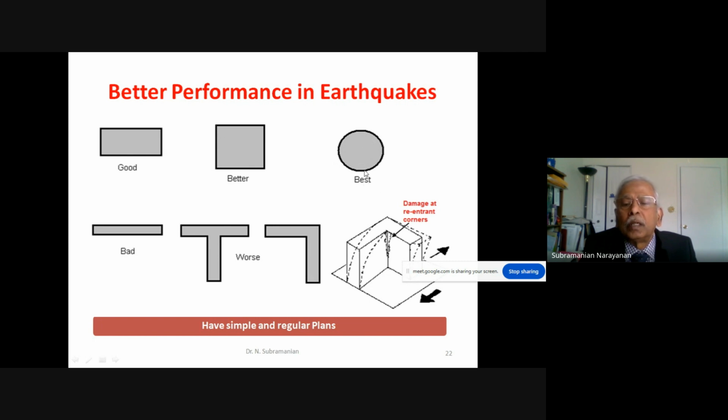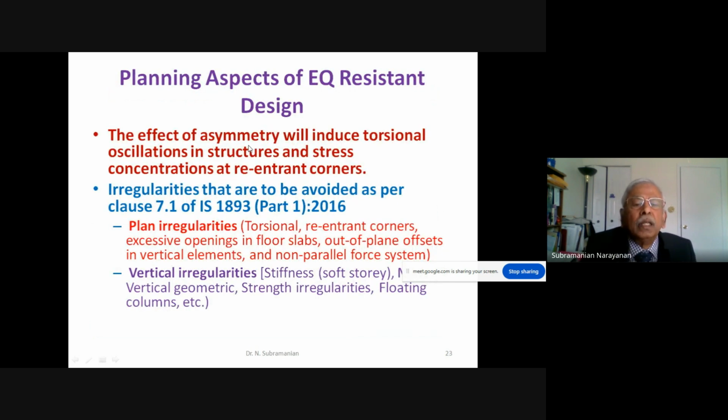But we don't always use a circular building because of some other problems. And this is very bad because the length is very large compared to the breadth. And worst are T-shaped or L-shaped buildings, because there can be damage at the re-entrant corners. So planning is very important. Of course, it is not in the hands of structural engineers.